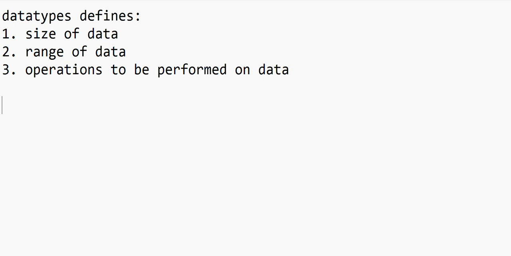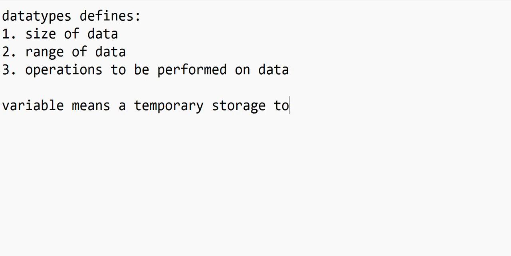A variable means a temporary storage to store data. That is, when we have data, we need to store it somewhere or we need to carry it through a container. So a variable is a container to store data. It is a temporary storage.